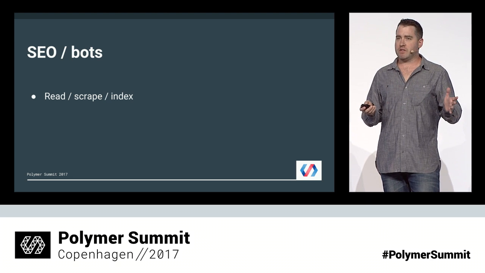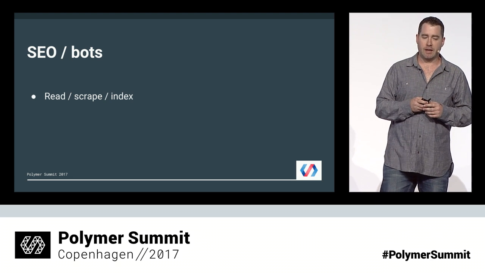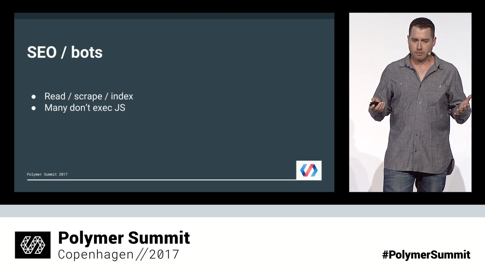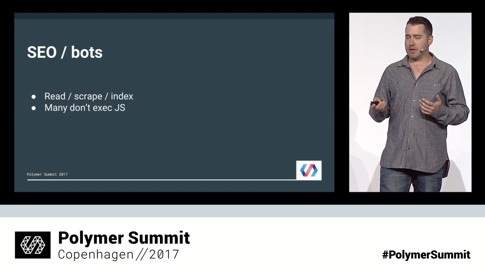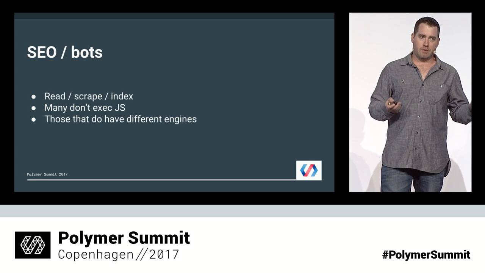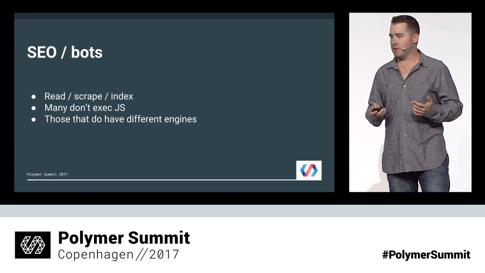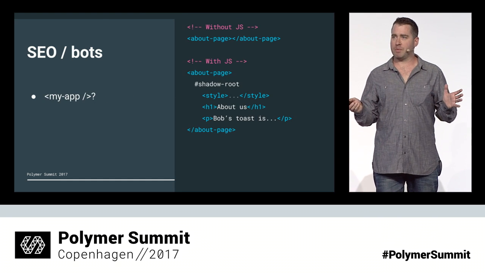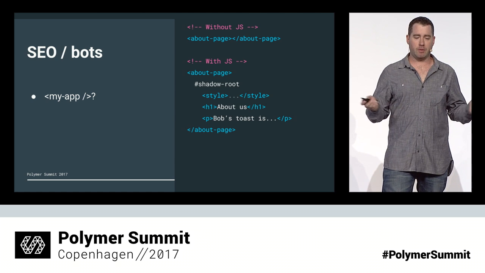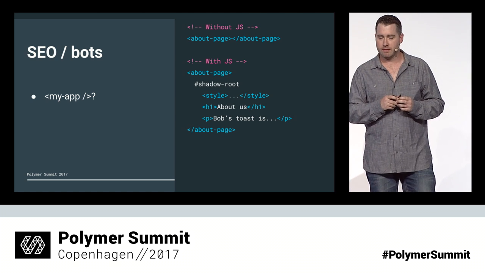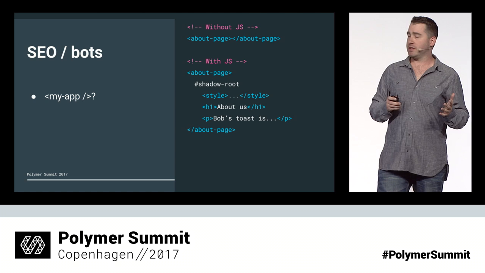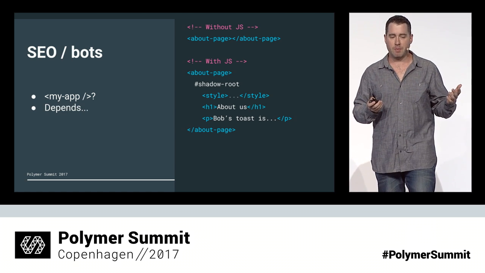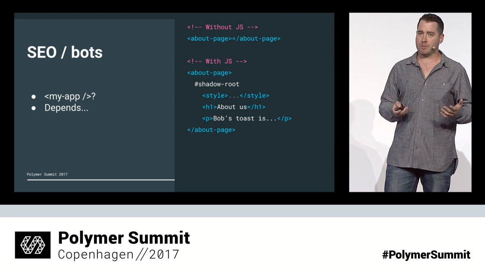Search engines and other bots need to be able to read, scrape, and index content, and then do something with it. These bots may or may not execute JavaScript. And on the ones that do, they're going to do so to different extents. If we wanted to do something like render an app shell with a single custom element, not all search engines and bots are going to be able to read the content of that. If they execute JavaScript, they might. But if they don't execute JavaScript, they're definitely not going to see it.